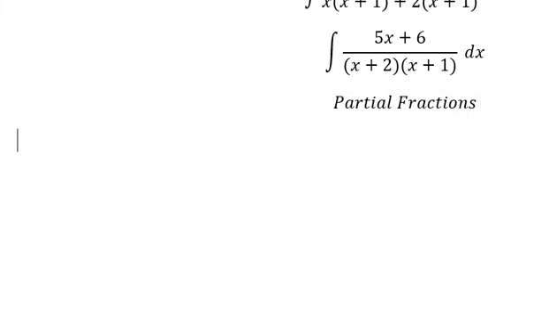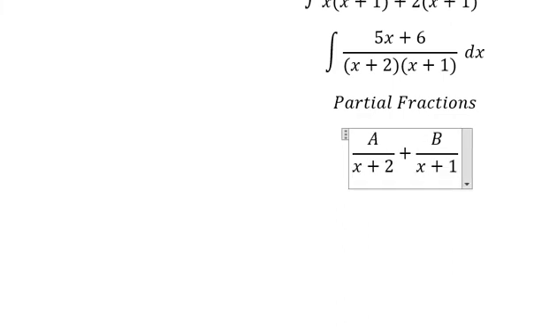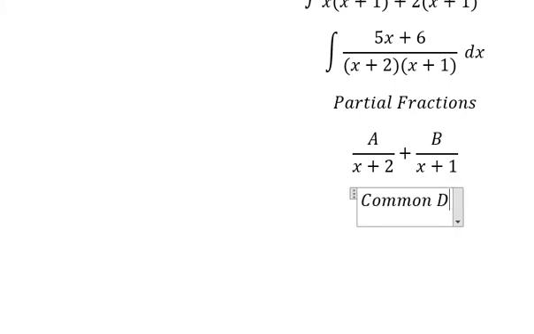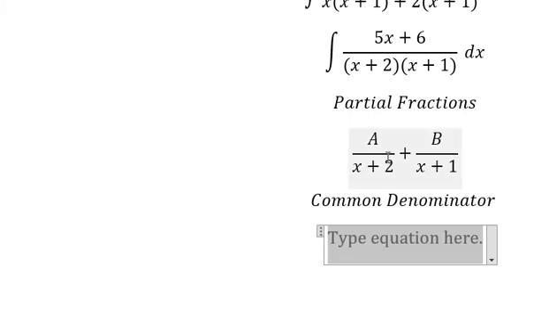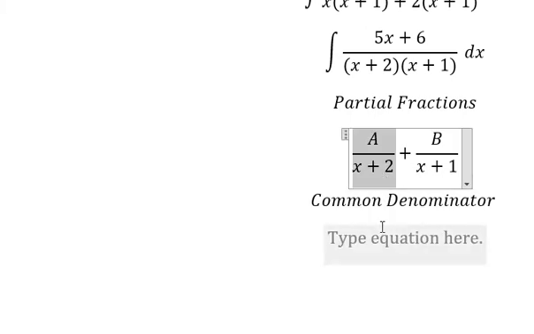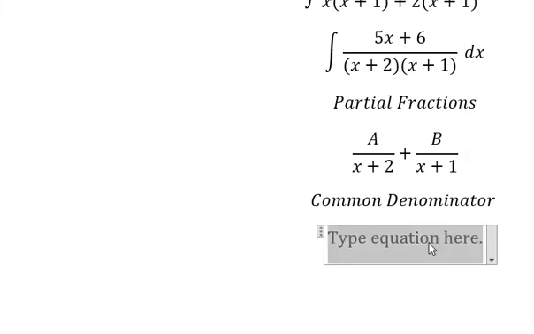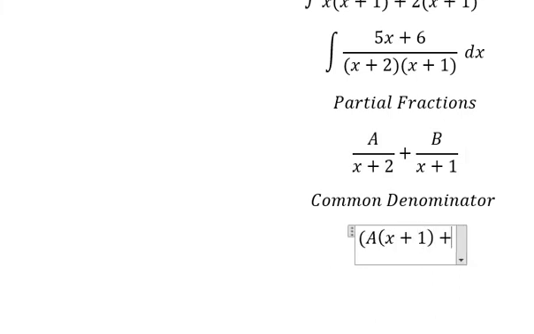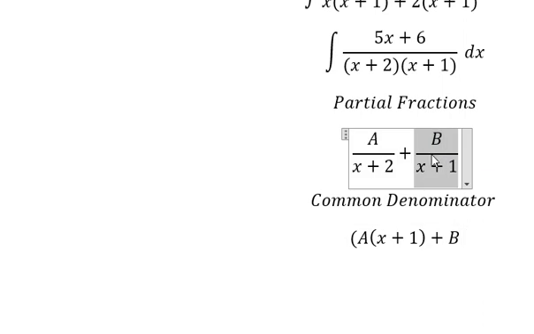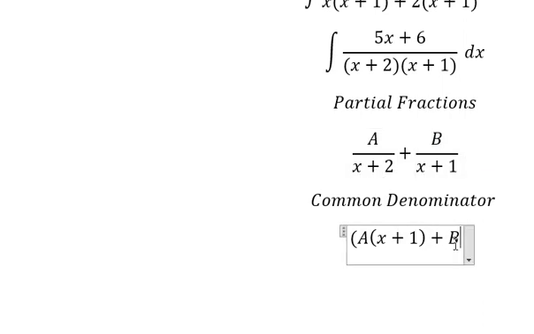So I will put A over s plus 2 plus B over s plus 1. Now we do common denominator. So about this one, it is missing s plus 1. So capital A multiplied by s plus 1. About this one, it is missing s plus 2. So capital B multiplied by s plus 2.